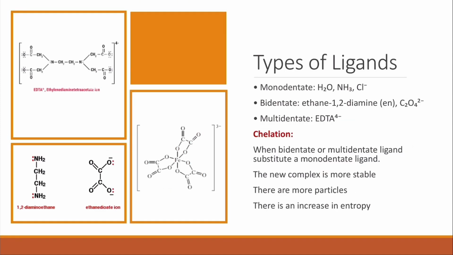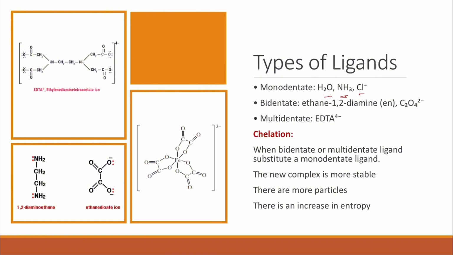The types of ligands. We have 2 different types of ligands. We can either have a monodentate ligand. A monodentate means a ligand that can only donate 1 lone pair of electrons to form only 1 coordinate bond. Examples of these are water, ammonia, and chloride. And then we have the bidentate or the multidentate. Bidentate ligands means that they can donate 2 different lone pairs of electrons to form 2 different covalent bonds or coordinate bonds with the central atom.